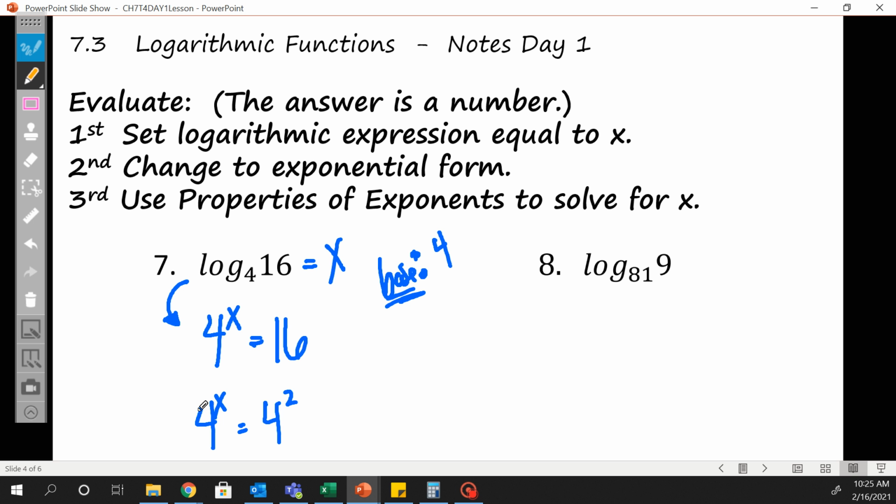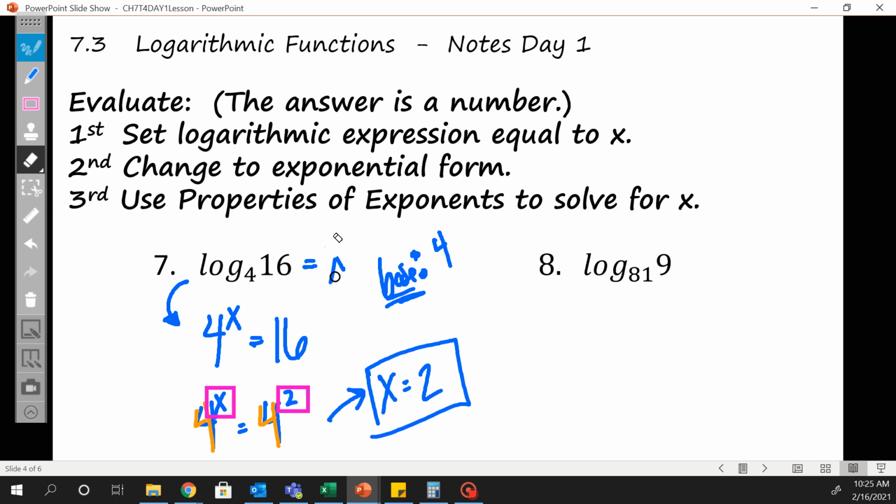Once the bases are the same, both have a base of 4, we can now set the exponents equal to each other. X is equal to 2. So what this means is that log base 4 of 16 is equal to 2. That's the value of this logarithm. And the question that this number answers is, 4 raised to what power is 16? 4 raised to the second power is 16.